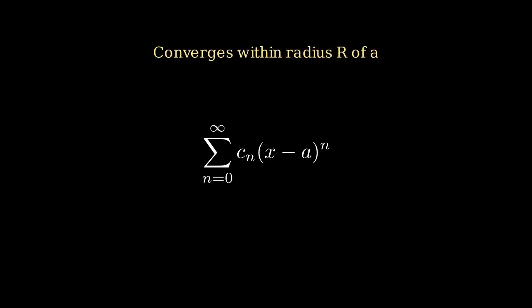A power series is really just an infinite polynomial, written as the sum of c sub n times (x minus a) to the n. It only converges for x within a certain distance of a, and that distance is called the radius of convergence, r, which we usually find using the ratio test.